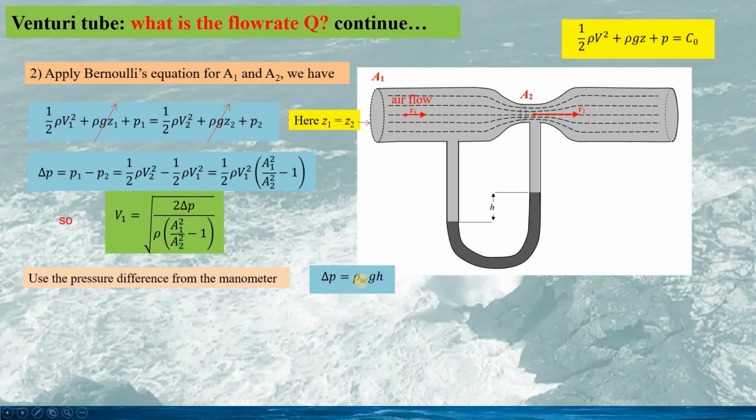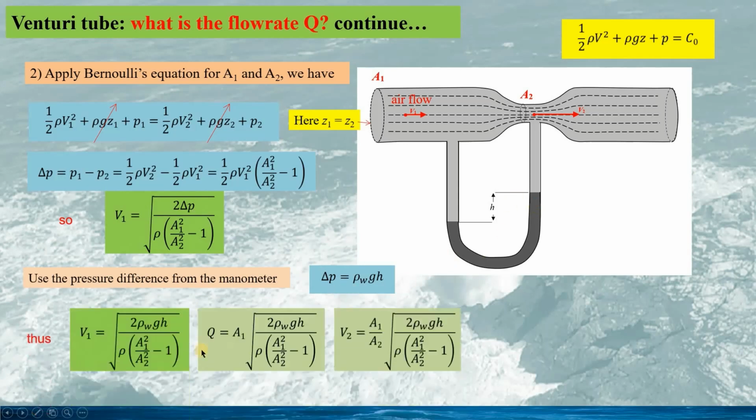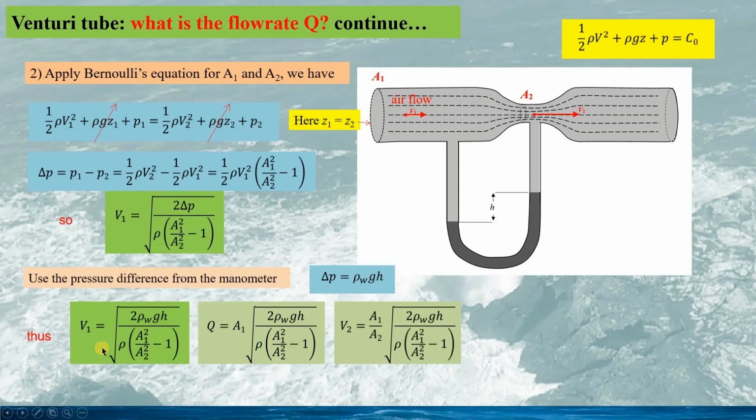Note here, rho W is the density of the liquid in the manometer, and H is the liquid height difference. If we use this expression, we can obtain the velocity V1, and from that we can calculate the flow rate Q and the velocity at the throat V2, given by all these formulas.